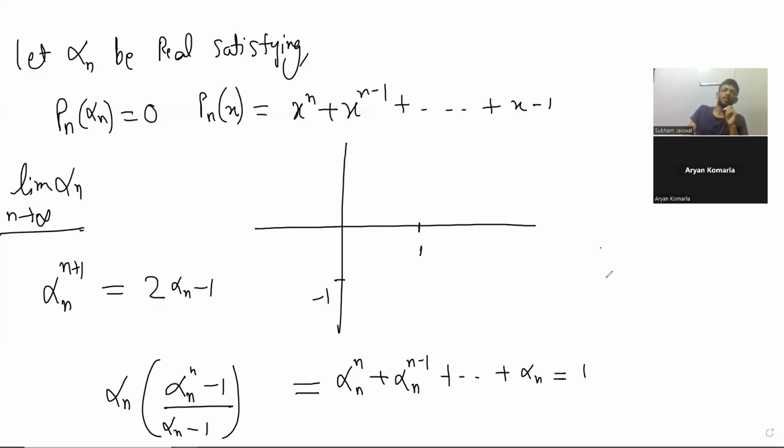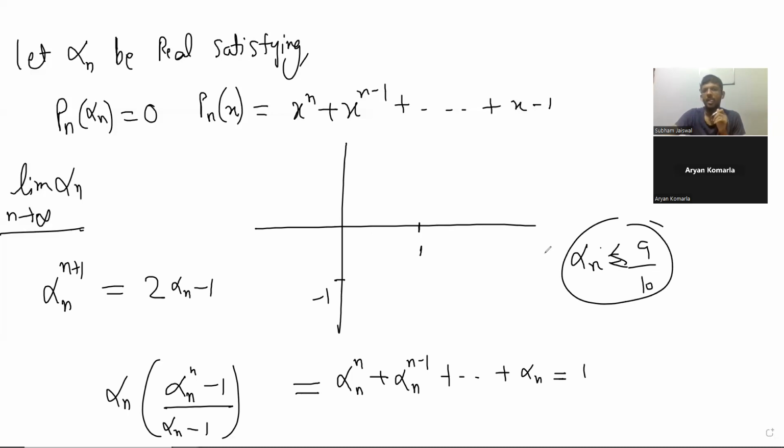And 1 by 2 is the answer. I know the answer. So yes, it does go to 0, but you have to prove it, right? So you can try to prove that maybe alpha n is less than half or something. Maybe like alpha n is less than 9 by 10 or something. You can try to prove something, right?